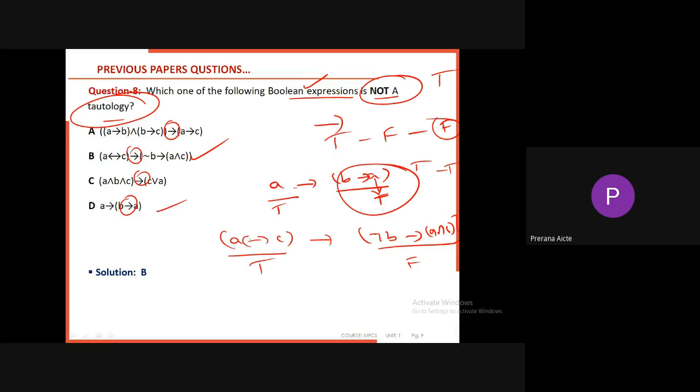If you go with bi-implies, if both are true or both are false, then only it will be true. That means A value should be true and C value should be true, or otherwise A value should be false and C value should be false. Now see here, if you supply A and C as both true, what happens to the final result? True and true means true. That means negation B implies true will be true. If the second value is true, automatically whatever the value of this one will be true.